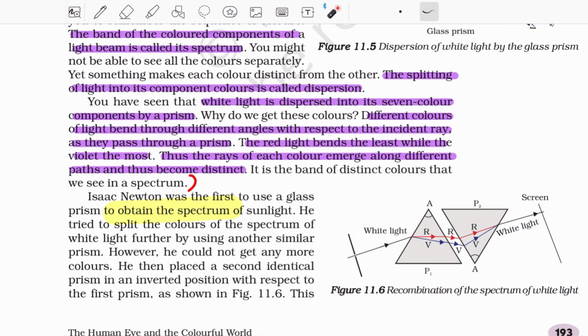Now Isaac Newton was the first one to use the glass of prism to obtain the spectrum, as I told you. He tried to split the colors of spectrum of white light further by using another similar prism. उन्होंने क्या किया कि एक प्रिज्म से इतना ज्यादा स्प्लिट हो रहा है, मैं एक और प्रिज्म लगा देता हूँ और फिर और ज्यादा स्प्लिटिंग होगी, राइट। और उन्होंने सेकेंड केस में आइडेंटिकल प्रिज्म ही लिया लेकिन इन्वर्टेड पोजीशन में, राइट। एंड यू कैन क्लियरली सी, जैसे हमने आज ही पढ़ा था कि ये बेंड हो रही है टूवर्ड्स द थिकनेस, टूवर्ड्स द बेस ऑफ द प्रिज्म, इन्वर्टेड पोजीशन में। अब इसके बारे में रिकॉम्बिनेशन ऑफ स्पेक्ट्रम ऑफ व्हाइट लाइट वी विल डिस्कस इन आवर नेक्स्ट लेक्चर.